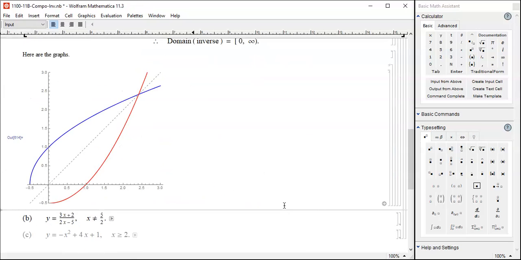Here are the graphs. Blue is the original, so negative 1/2 to infinity. And then red is the inverse function, 0 to infinity only. Not the left-hand side. If I take the left-hand side, then the graph is no longer one-to-one, no longer invertible, everything breaks down. So upon appropriate restriction, we have appropriate symmetry here, symmetric with respect to the principal diagonal. Everything fits.